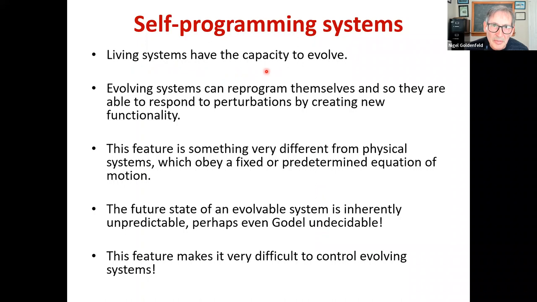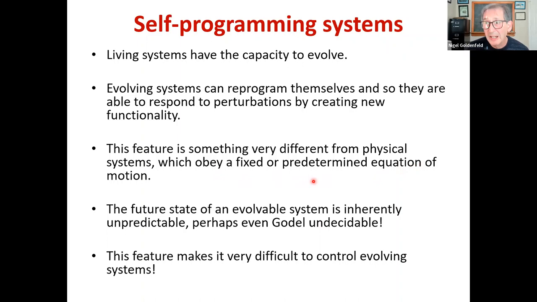So basically, I want to think of living systems as self-programming systems. They have the ability to reprogram themselves, and so they're able to respond to perturbations by creating new functionality. And I told you at the beginning that there are ways to do that by manipulating their own genomes. And this is a feature that is very different from physical systems, which obey a fixed or predetermined equation of motion.